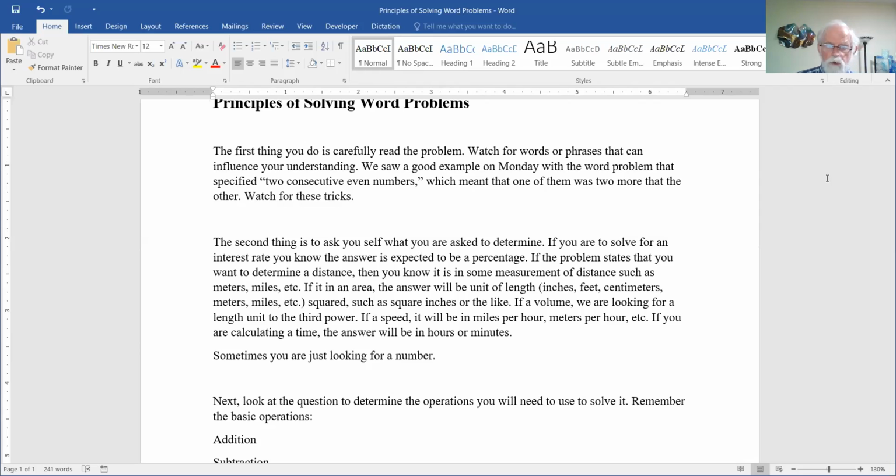If you want to know an interest rate, you know the answer is expected to be a percentage. Depending on the instructor, it can either be a percentage, which is how interest rates are normally expressed, or it can be the decimal equivalent. But nonetheless, you know what you're after. If you want to determine a distance, it's going to be miles or kilometers or meters or whatever. So you need to know what you're determining.